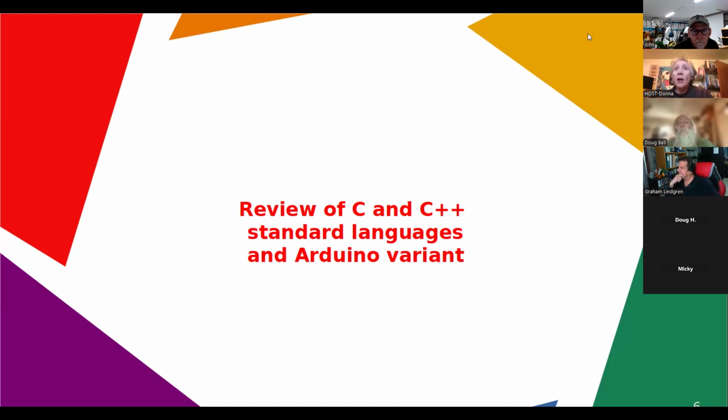Therefore, there's a whole bunch of traditional C functions that are not supported in Arduino variants of C and C++. Say, for instance, printf, scanf, fopen, and fclose. Fopen and fclose are for files. Okay, so that's kind of a general thing there.